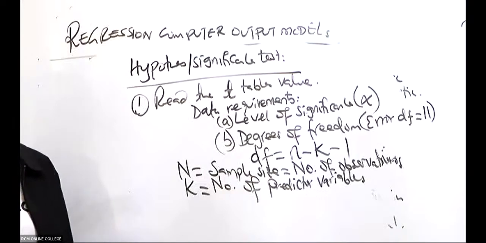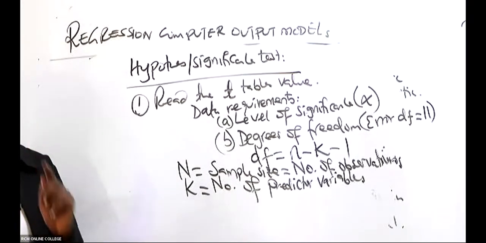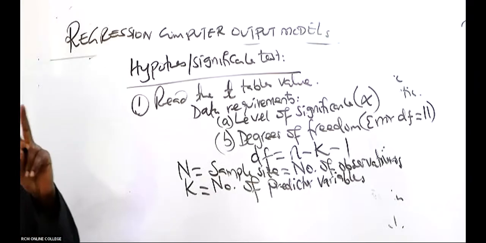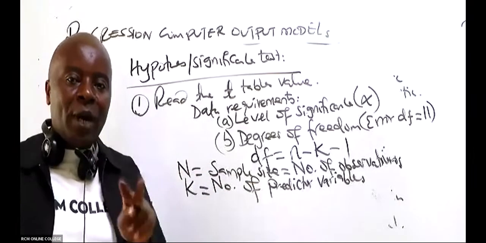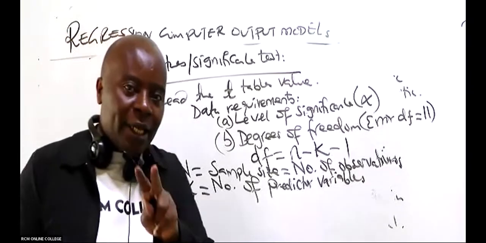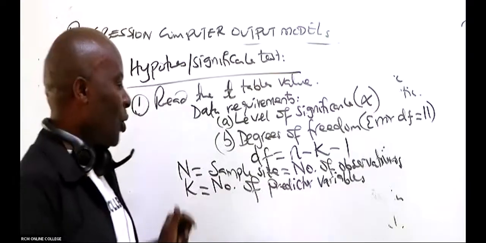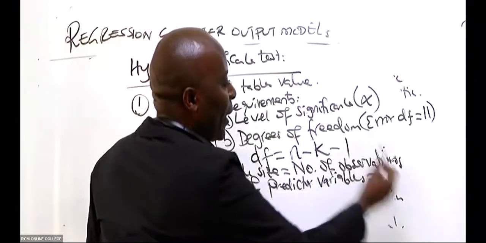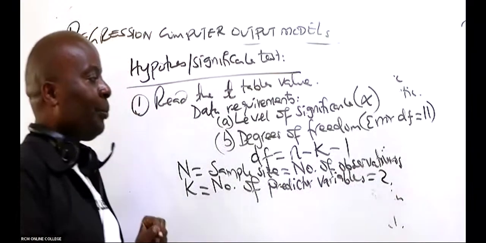Like in this question, how many predictor variables do we have? 2. Because it was y equals a plus b1 x1 plus b2 x2. You see, predictor variables are these x1 and x2. So in this question, our K is 2.